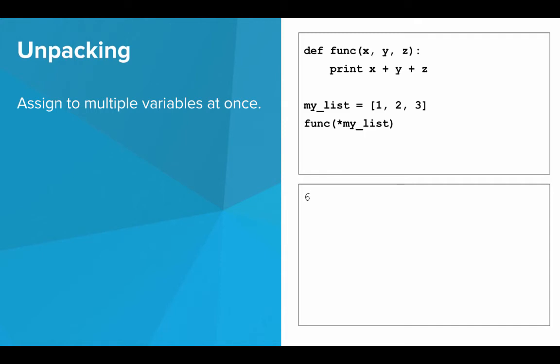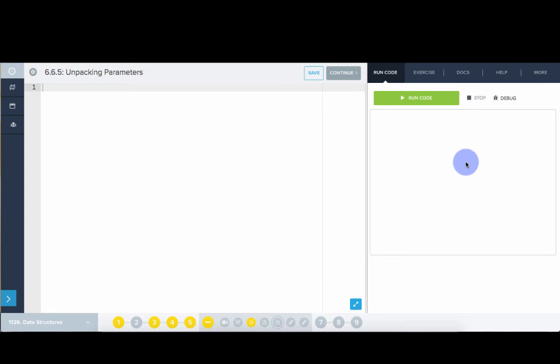Okay, now for something really bizarre. We can unpack the elements of a list and pass them as arguments to a function. By putting an asterisk before my list, we effectively split it into its 3 elements, which then get assigned to the parameters x, y, and z. Let's take a look at that last thing we just saw in the editor. So we can define a function called func, and it's going to have 3 parameters x, y, and z, and it's just going to print their sum.